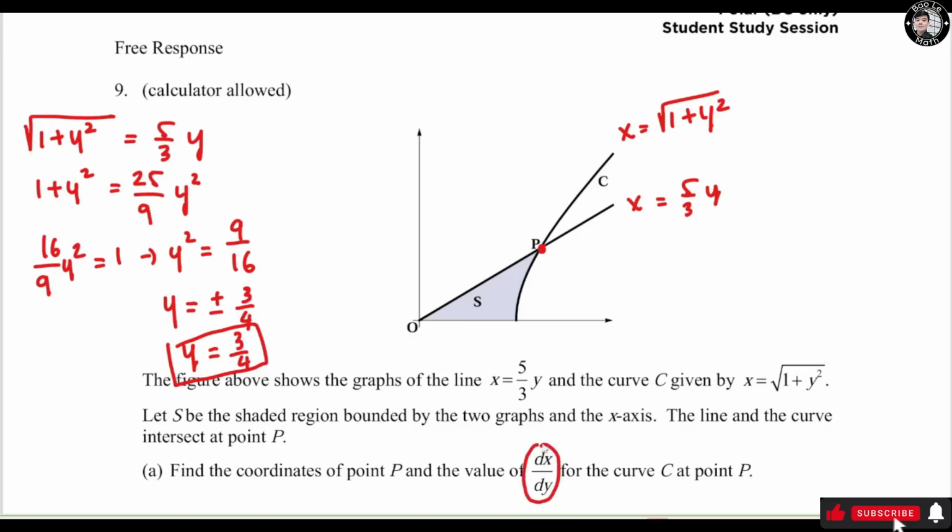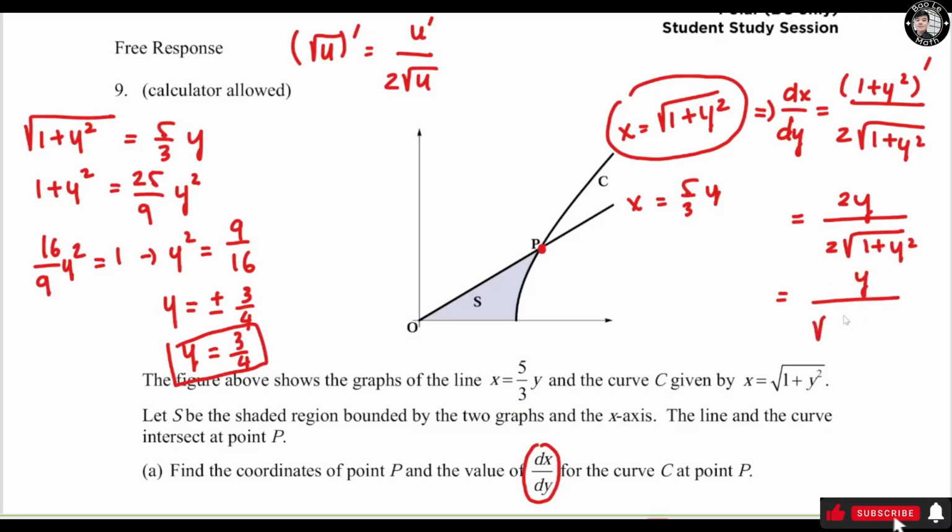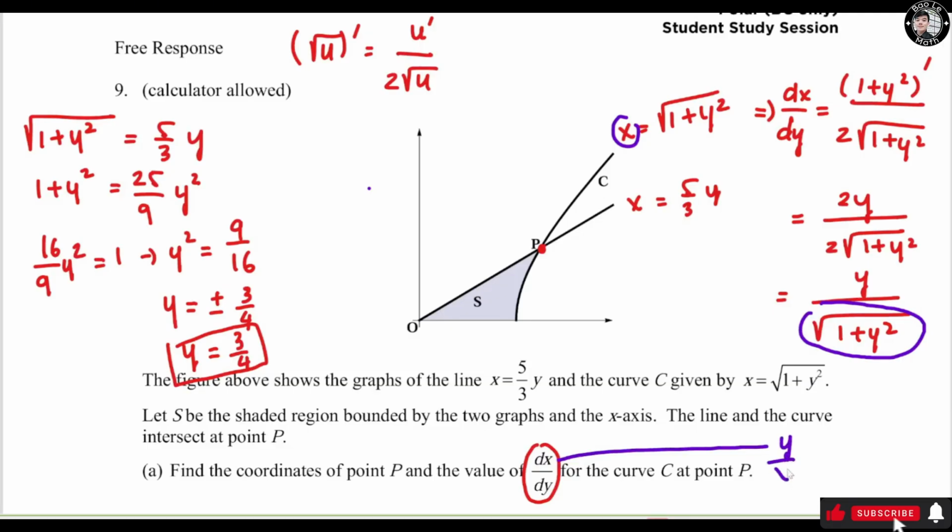Now we need to find dx over dy. We need to take the derivative of this one with respect to y. Remember, if you have the square root of u, the derivative is u prime over 2 square root of u. So dx over dy equals the derivative of 1 plus y squared over 2 square root of 1 plus y squared. Now we simplify: it's 2y over 2 square root of 1 plus y squared, so it becomes y over square root of 1 plus y squared. But square root of 1 plus y squared equals x, so dx over dy equals y divided by x.